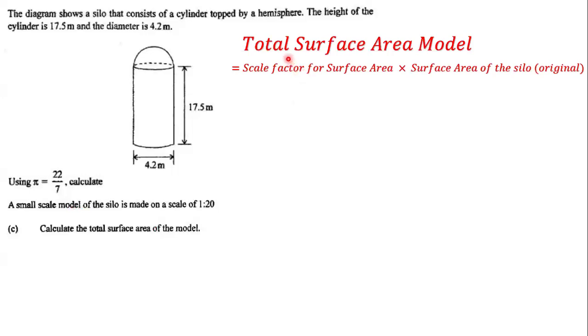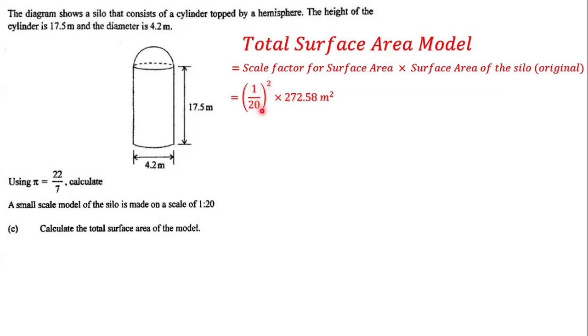We're going to multiply it by the scale factor for the surface area. So once we figure out the scale factor for the surface area, we're going to multiply it by the answer that we got previously, which is the total surface area of the original silo. Now they gave us a scale factor, which is 1 to 20, but we have to raise 1 over 20 to the power of 2. So the scale factor for the surface area is going to be the scale factor that they gave us raised to the power of 2. And the reason is that surface area is a two-dimensional measurement.